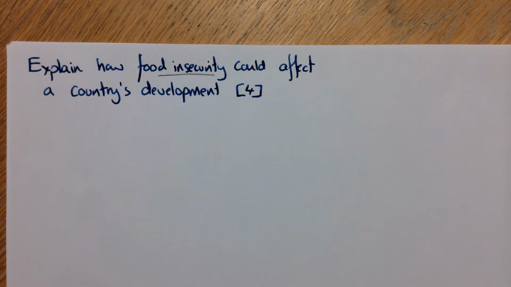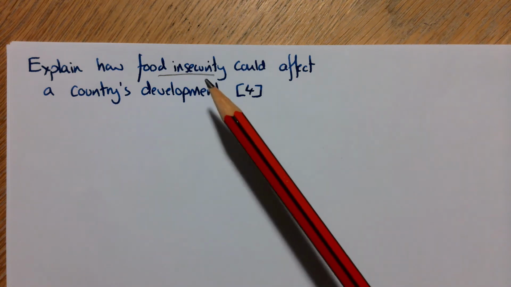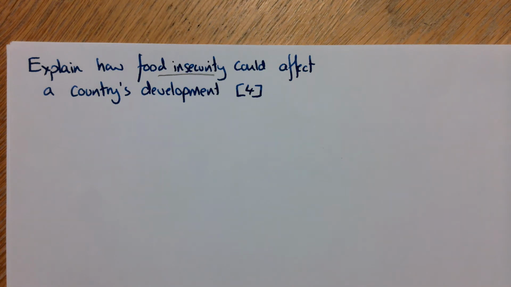Okay, so this is the question I would like you to have a go at now. Explain how food insecurity could affect a country's development. Food insecurity simply means that there is not enough food to eat, or people don't have access to the food, so they might not be able to afford it. Either way, when you have food insecurity, there will be a larger number of people suffering undernourishment. So really, this question is about making the link between food insecurity and undernourishment.